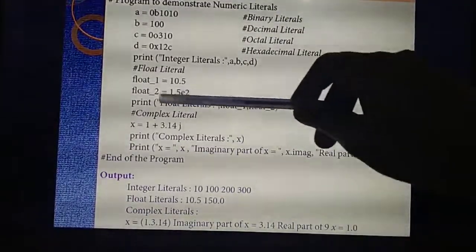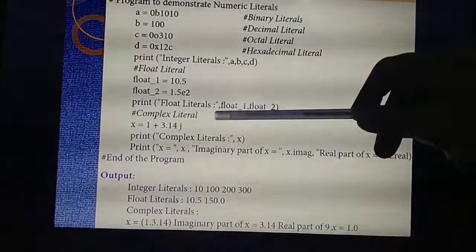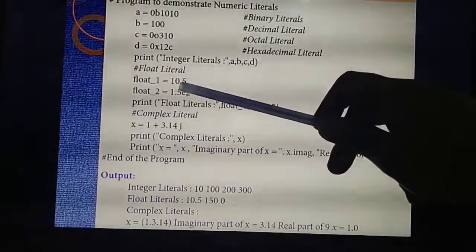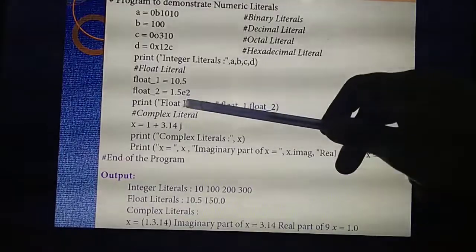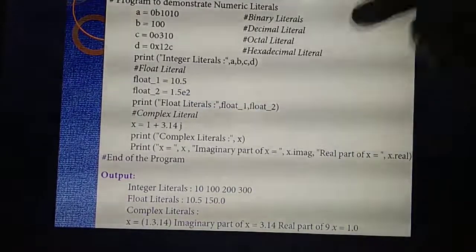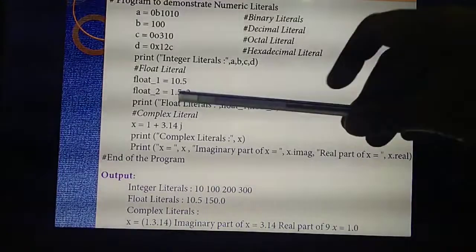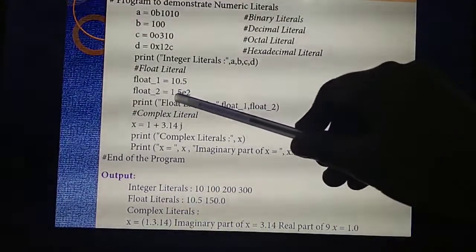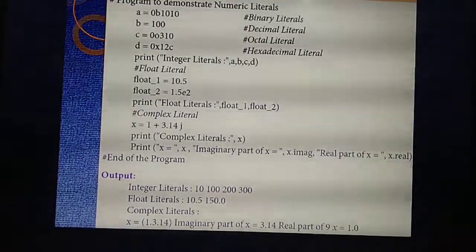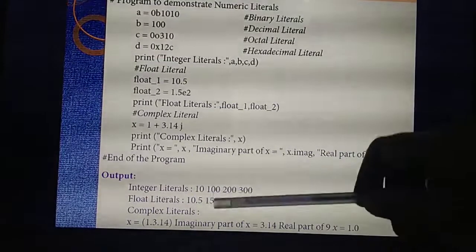See, then float literal. Next line, print float literal. Float 1, what's the value? 10.5. Then float 2, 1.5 E2. That means exponent. You need to shift the point 2 places. How many places do you need to shift? So 150.0. That is E2, point-wise.